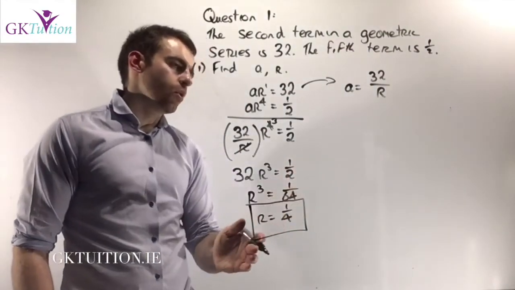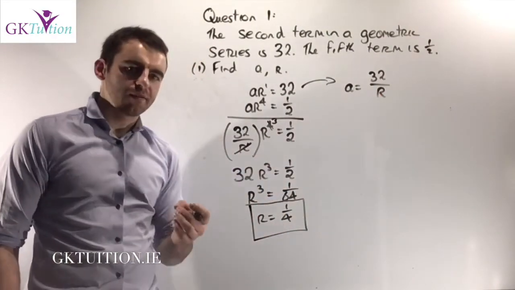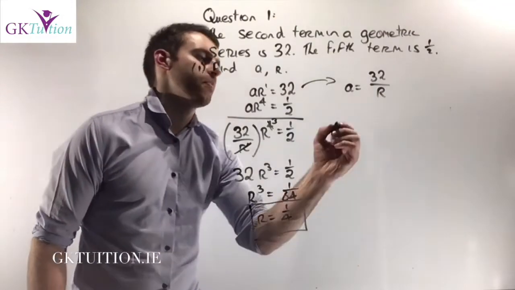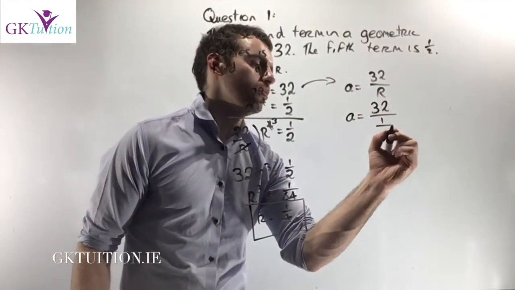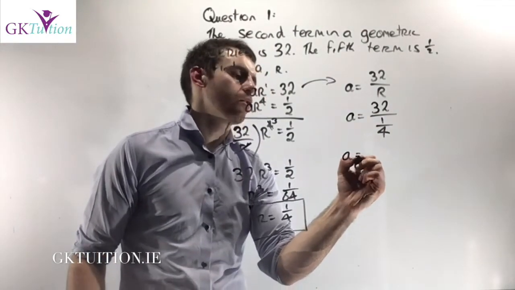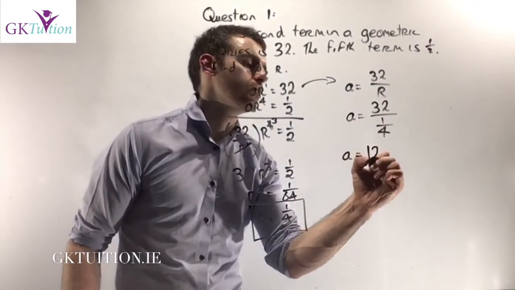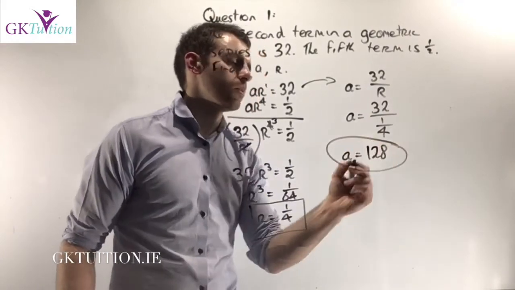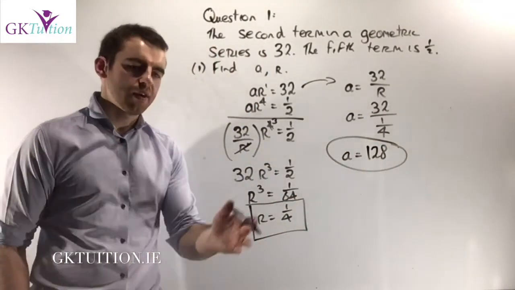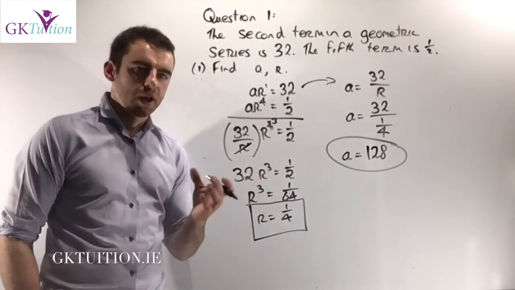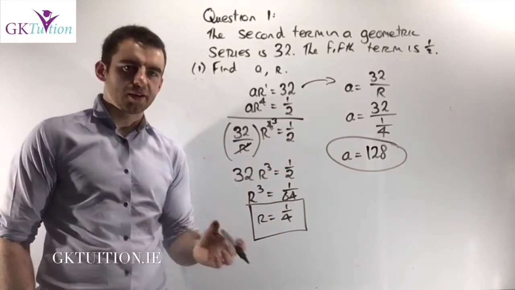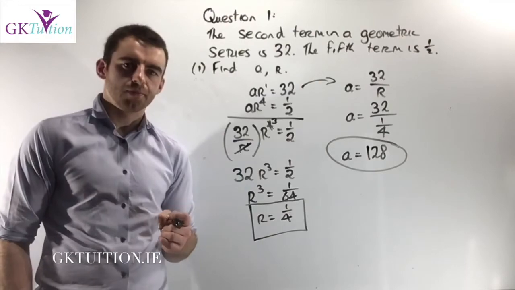And now once I know R, I can sub back into this and I can find the corresponding value for A. If R is equal to a quarter, I can say that A is 32 over a quarter. And a quarter goes into 32 128 times. So I know that A is 128 and that R is a quarter. Now that I have the value for A and the value for R, I can finish off the rest of this question now.